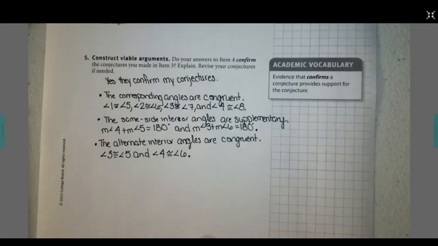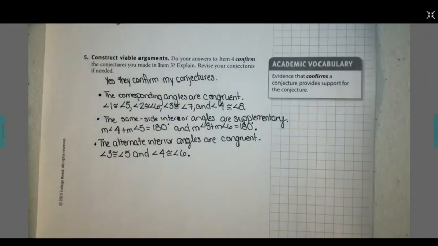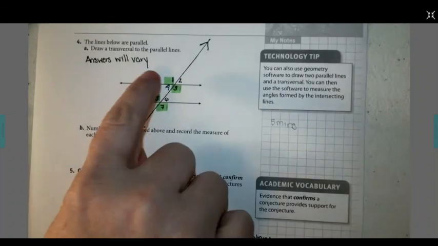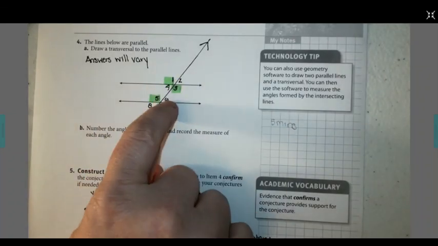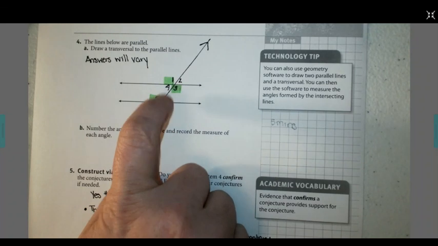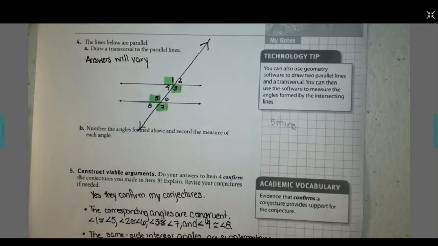Then here in question 5, I said that the measures should have confirmed my conjectures from item number 3, that my corresponding angles, which would have been, in my case, 1 and 5, 2 and 6, 3 and 7, and 4 and 8, all should have been equal to each other.